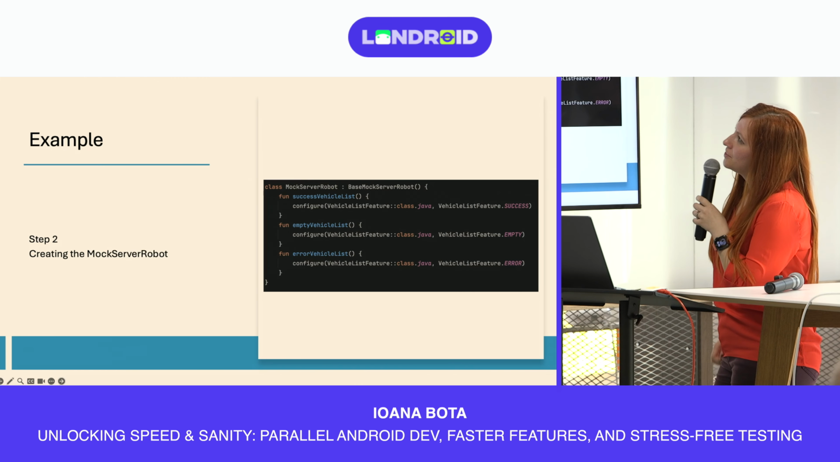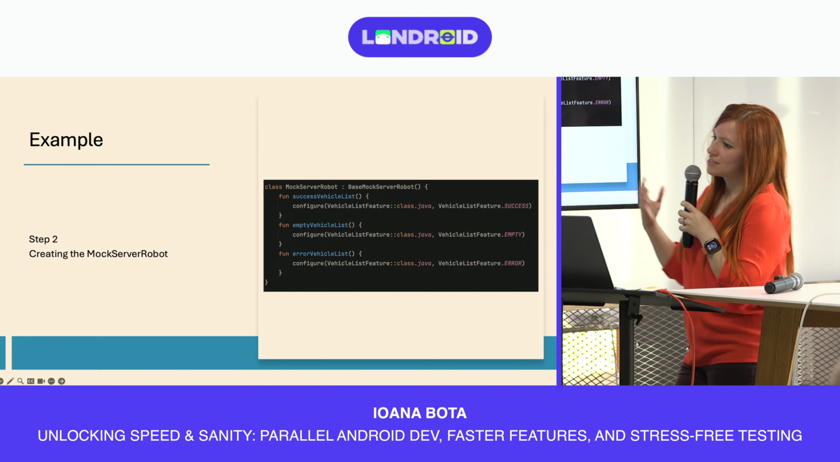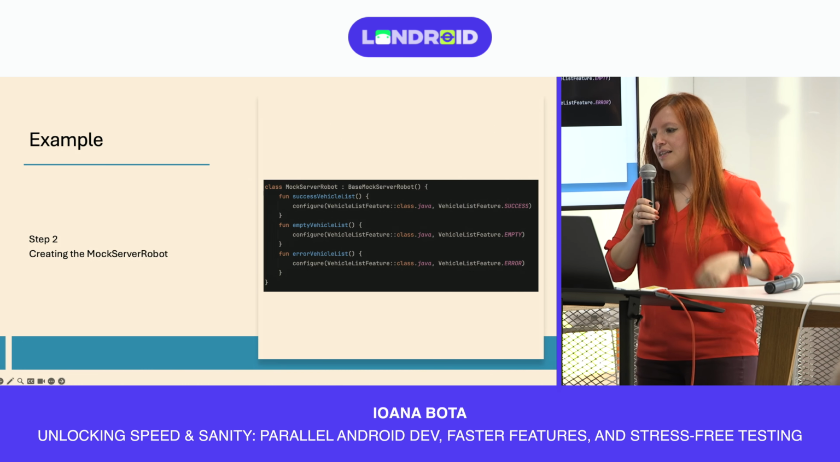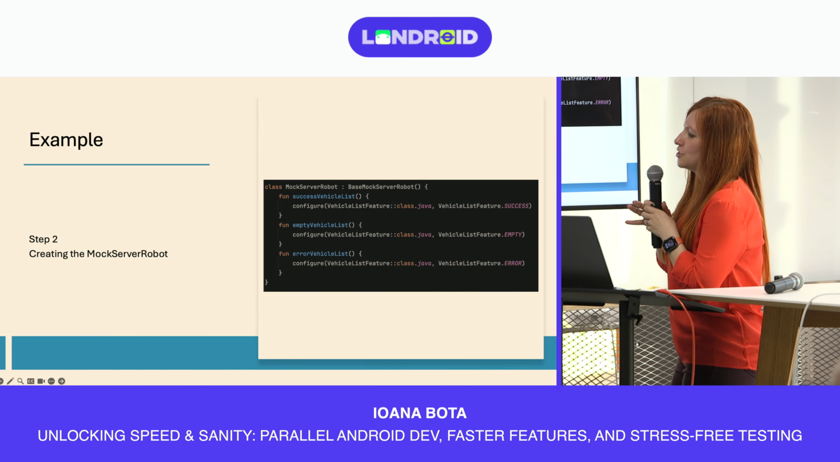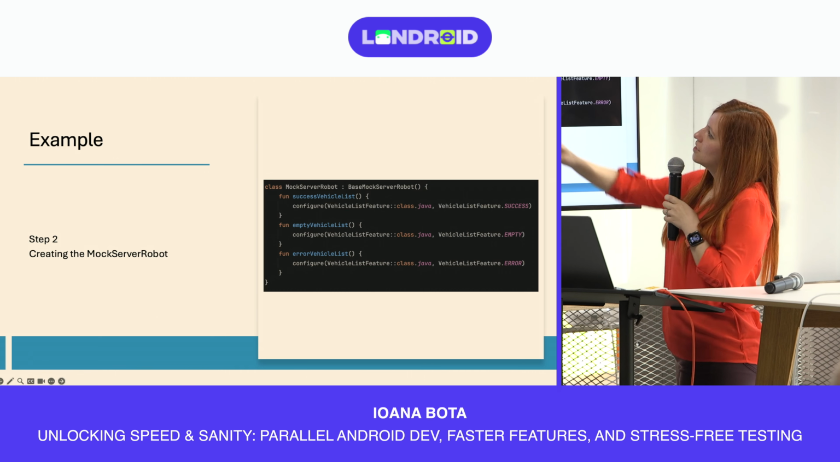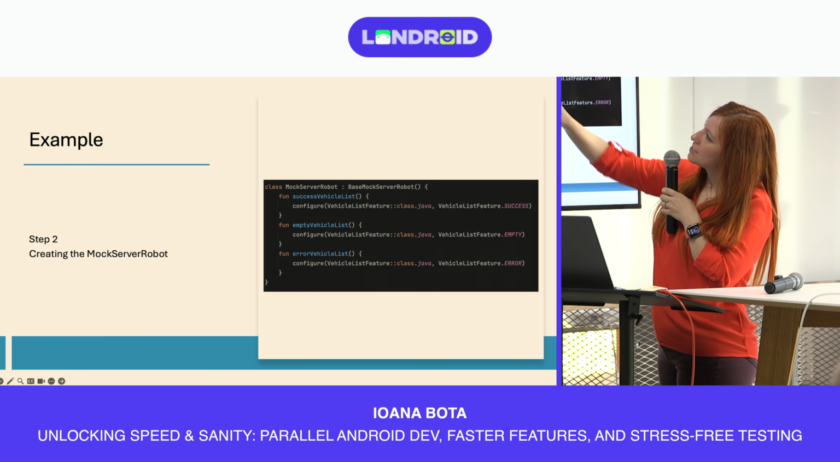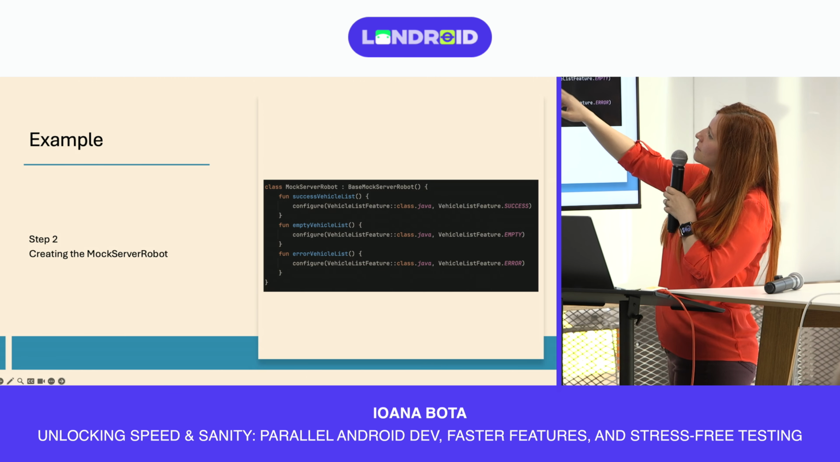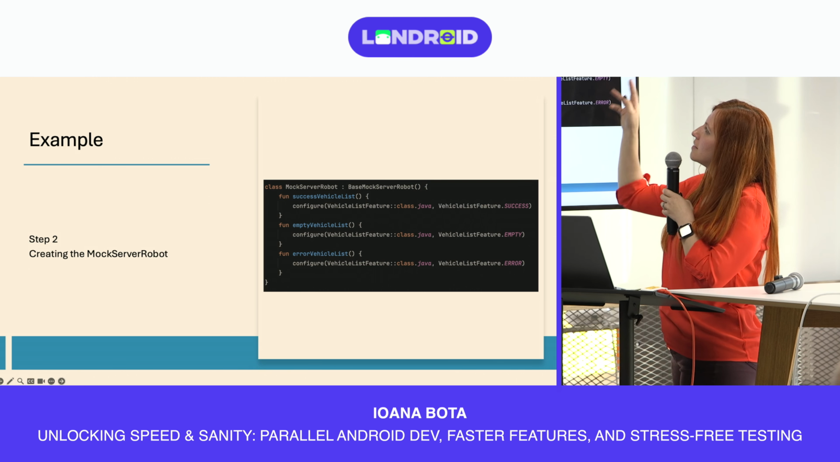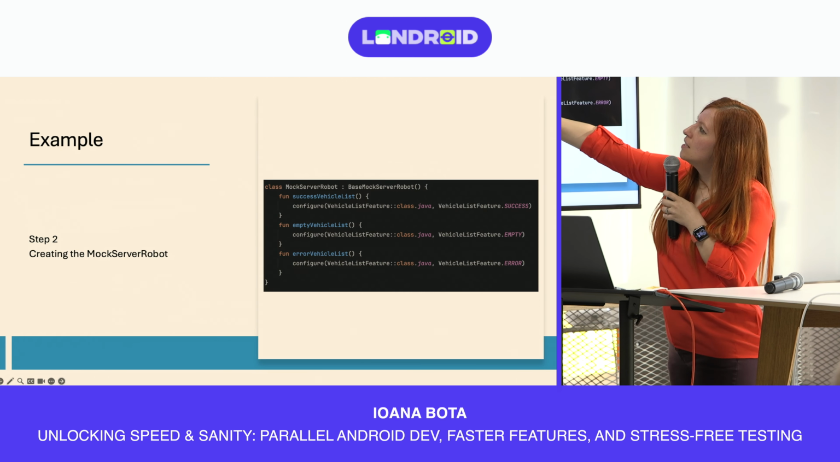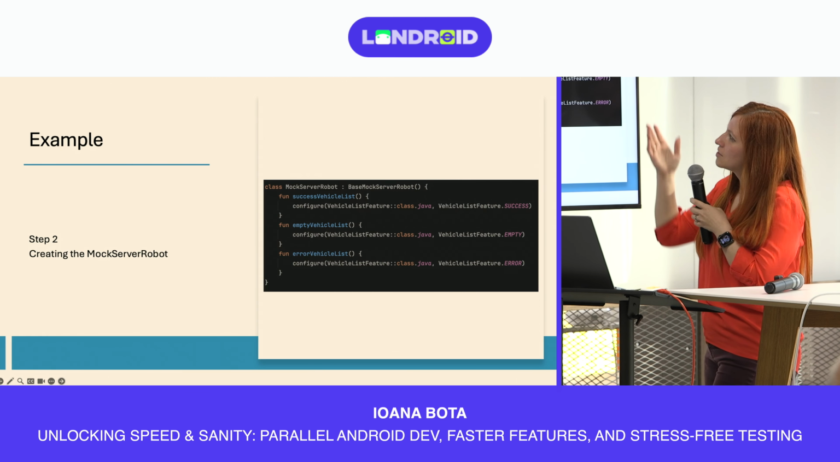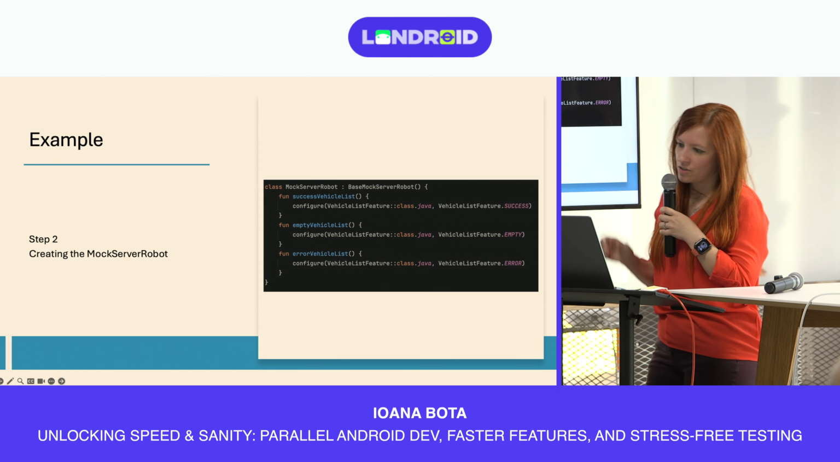And then what do we do then? Well, we create a mock server robot. So this class basically configures the mock server to return a specific response. So over here, we have success vehicle list, and then we configure that we're going to return success in the mock server. Empty vehicle list is going to return empty, and so on.